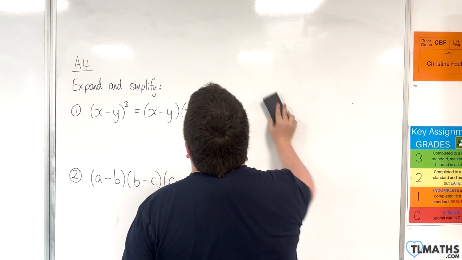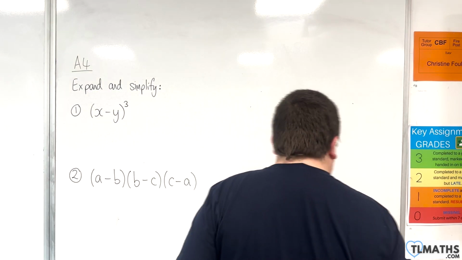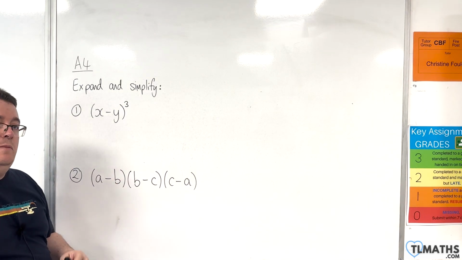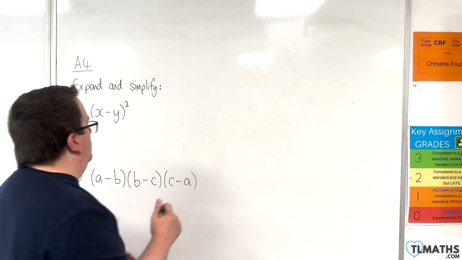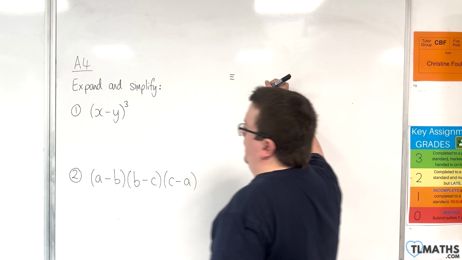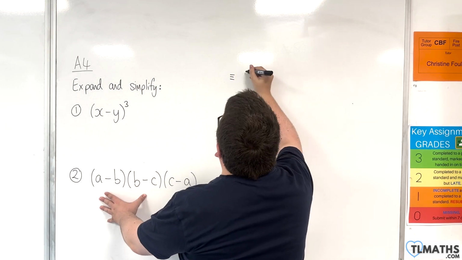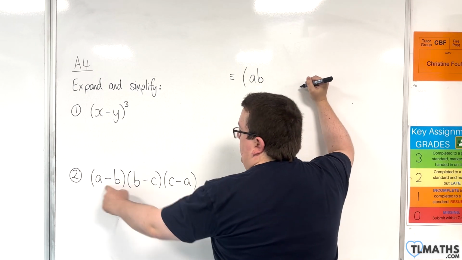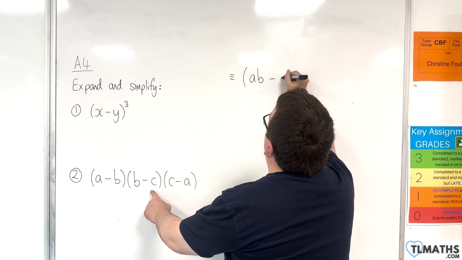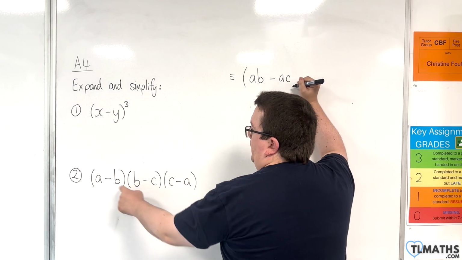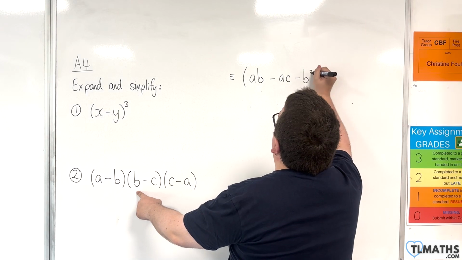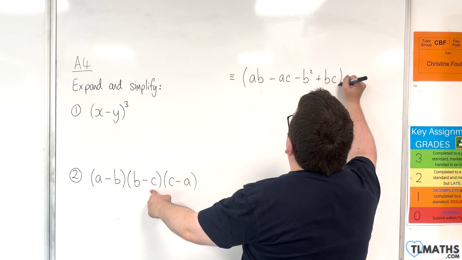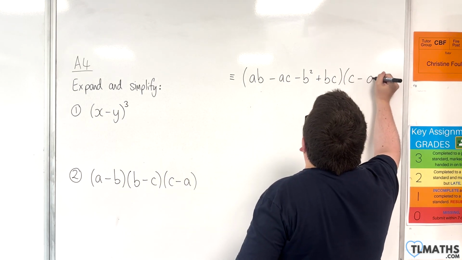Let's take a look at question number 2. So we have a minus b times b minus c times c minus a. So choose two brackets to multiply out to start off with. I'm going to choose the first two. So we have a times b, so ab. A times minus c, so minus ac. Then minus b times b, so minus b squared. And then minus b times minus c, so plus bc. And the last bracket is c minus a.